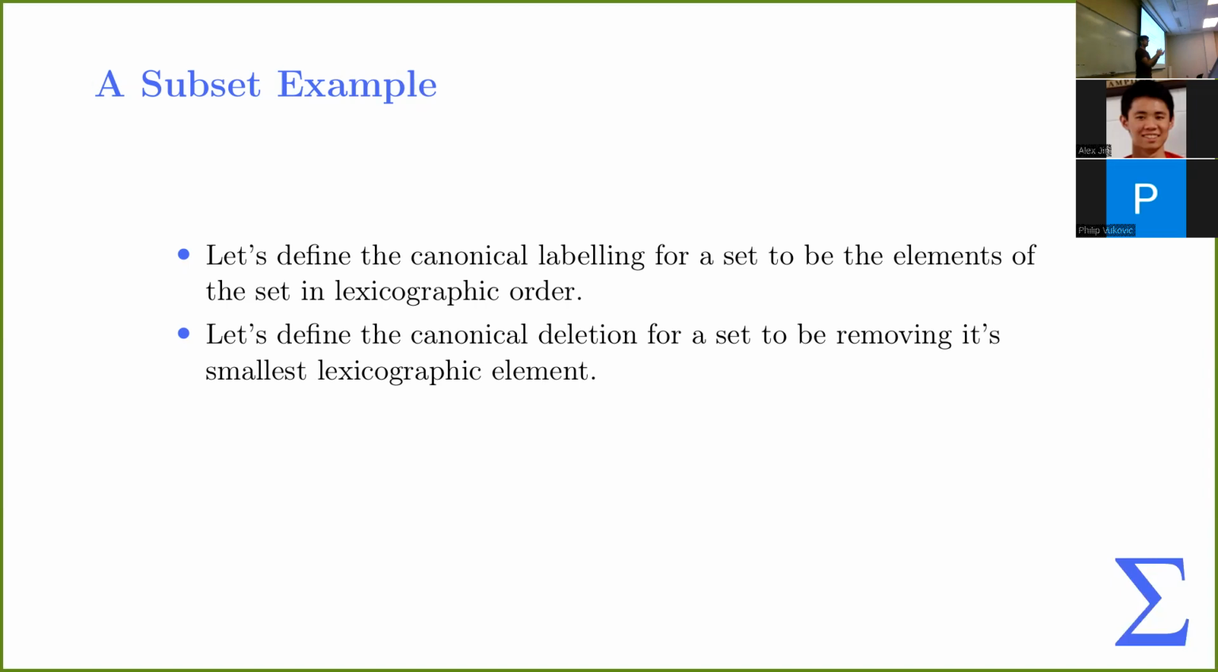Actually, let's look at an example. What's the canonical deletion of 3, 4, 1, 2? Anybody? Yeah, 3, 4, 2. 3, 4, 2, but we also transform it to its correct labeling, right? Which is 2, 3, 4. We just remove the 1, and that is the only way to delete, quote unquote, from that subset.